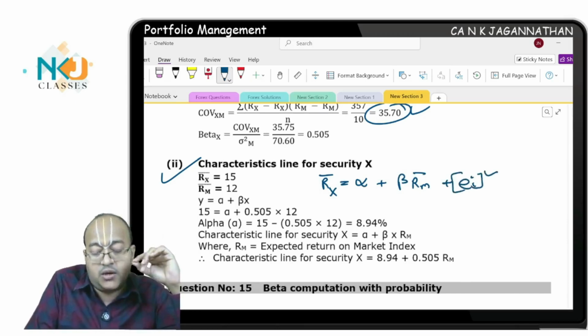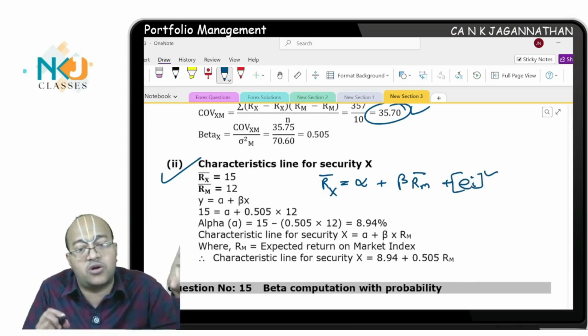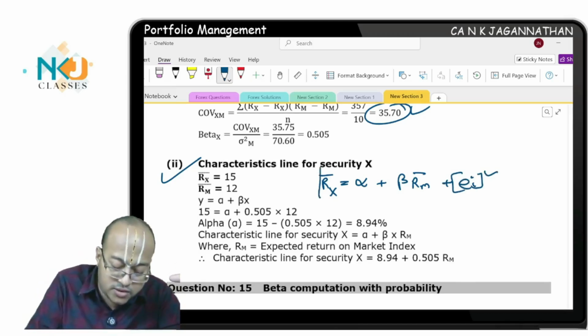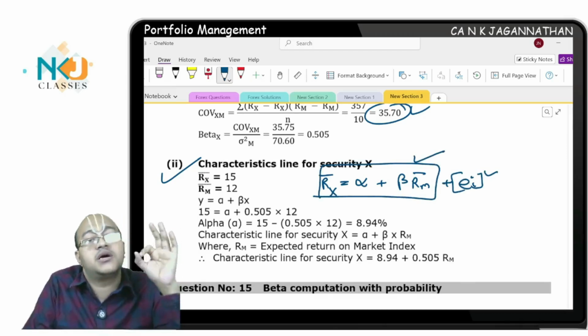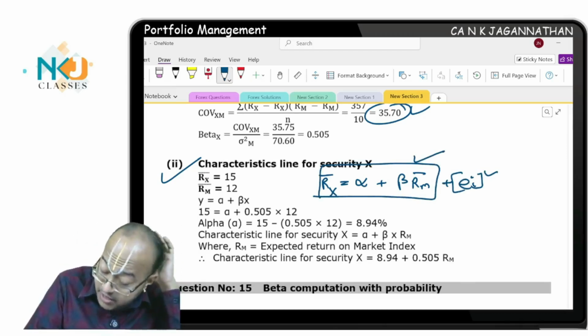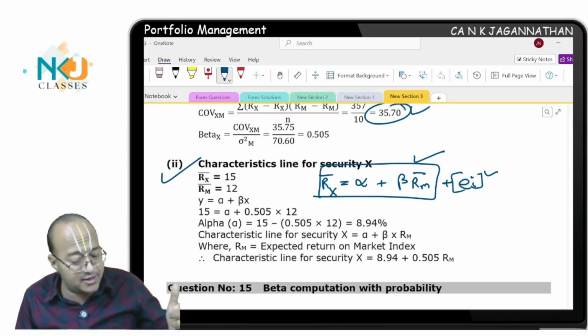Okay, EI will be coming into the picture. Now error term and all you don't need to discuss here. That's why you just stick on to this. This is the regressed line. We call it as regressed line, characteristic market line. Okay, using regression analysis you find it out.